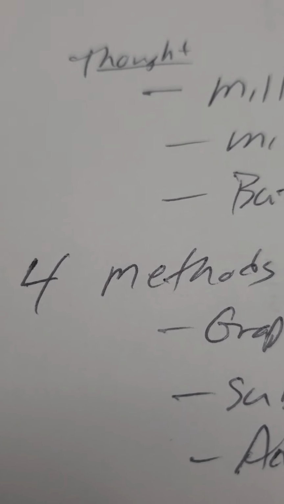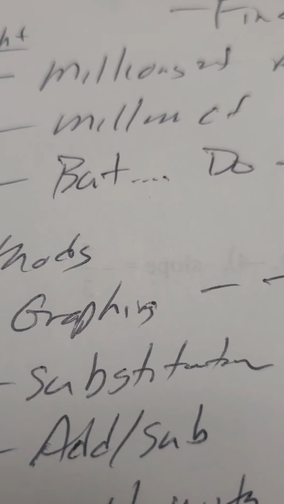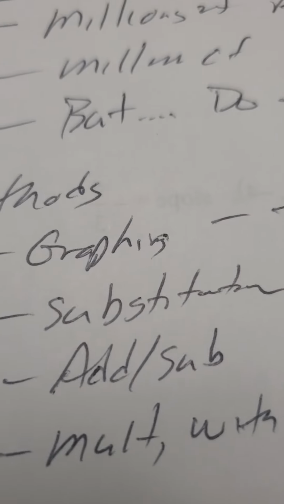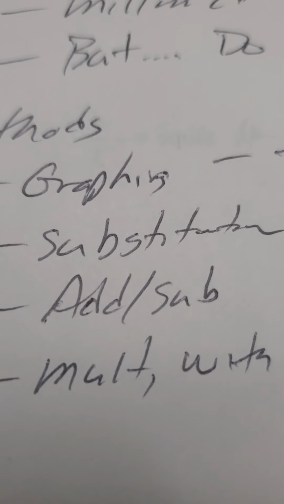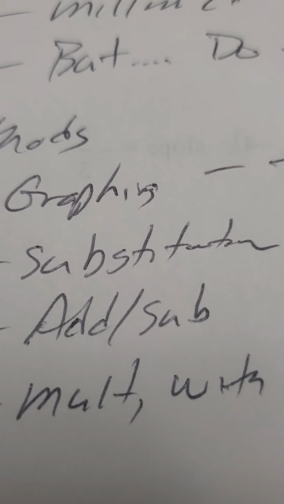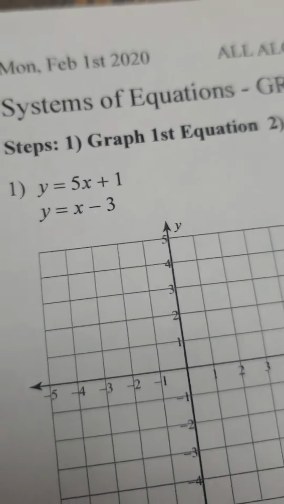There's 4 ways to do these. Today we're going to do the graphing method. There's also substitution, adding and subtracting, and multiplying with adding and subtracting. Okay? So let's go to today's problem number 1.